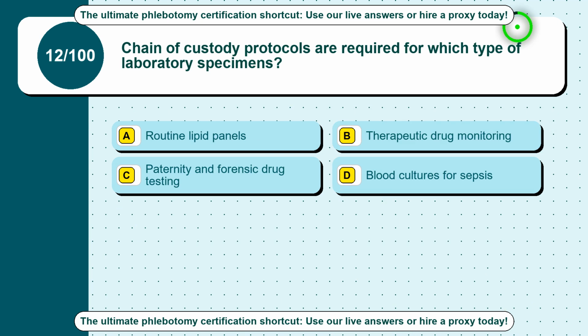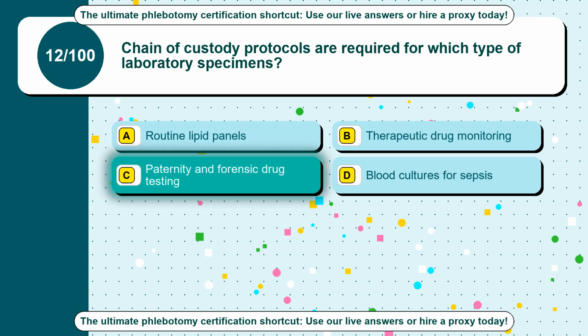Question 12. Chain of custody protocols are required for which type of laboratory specimens? Option A, routine lipid panels. Option B, therapeutic drug monitoring. Option C, paternity and forensic drug testing. Option D, blood cultures for sepsis. The correct answer is option C, paternity and forensic drug testing.